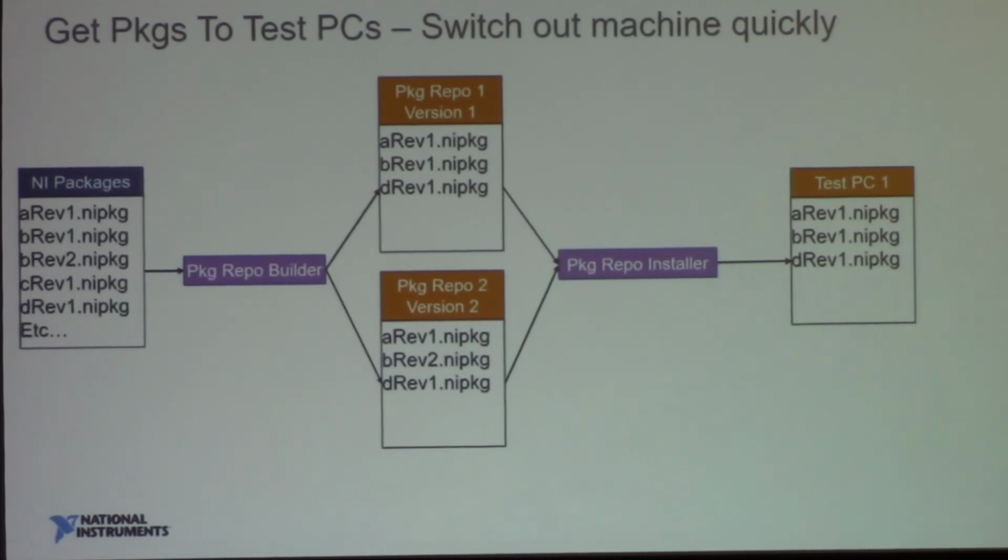I'm sorry, I'm stuck on the left. Did you consider making an NI package that lists the other NI packages that you want to install? You mean for dependencies? Yeah. Yeah, we did. Dependencies were also a pain, so we didn't. We can talk afterwards, I'm curious.